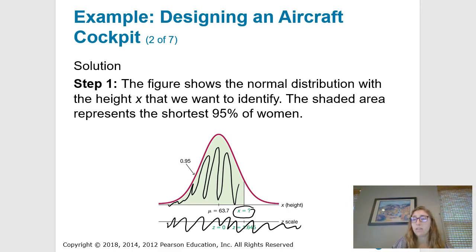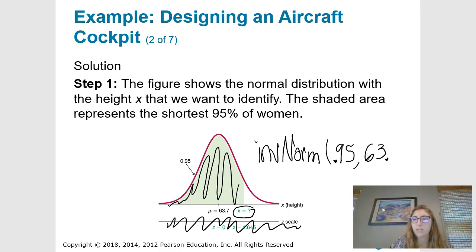So when looking for data values, are we using normal CDF or InvNorm? We are using InvNorm. So we use our InvNorm. We have our area to the left, so we're good to go here with our 0.95. We have our mean, 63.7, and hopefully you wrote down the standard deviation was 2.9.